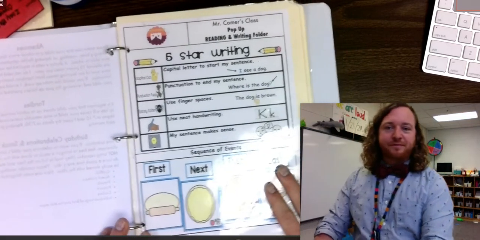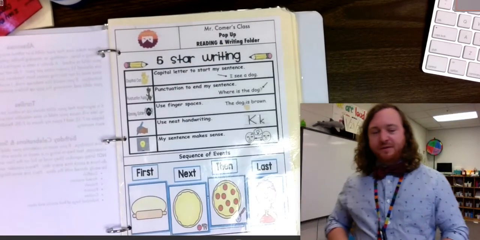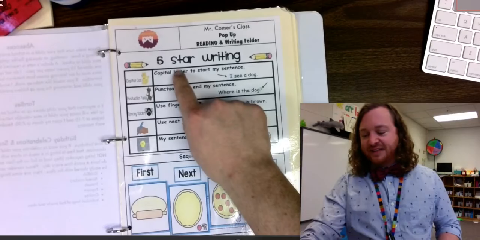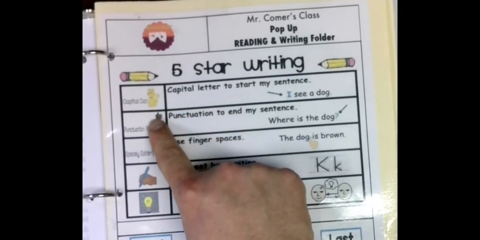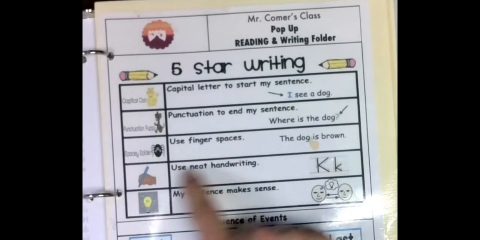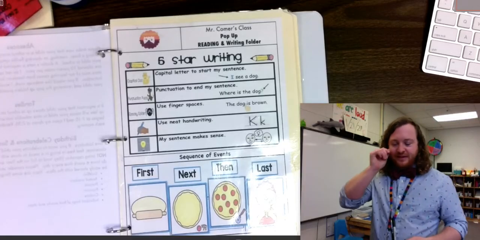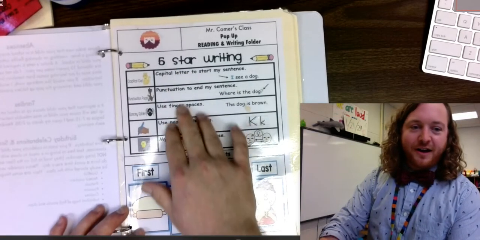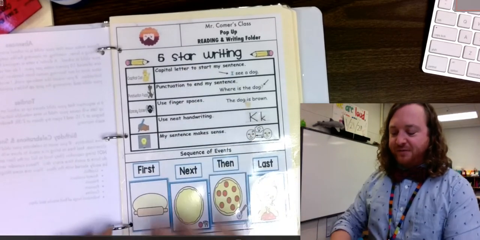Let's look at the pop-up folder real quick, okay? This is my reading and writing pop-up folder. On the front of it, it has my 5-star writing: capital cat, punctuation puppy, spacey spider, and this is neat handwriting and do my sentences make sense, okay? This is kind of like our go-to when we write our sentences. This is what I'm expecting your child to do.